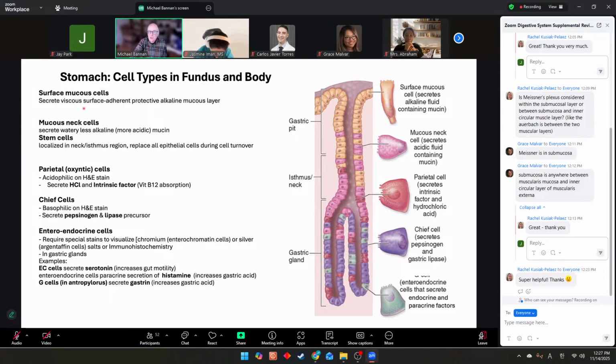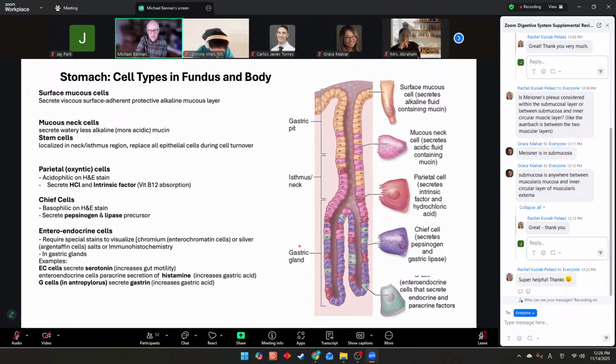These cells secrete mucus. There's a very viscous mucus that sticks to the surface, and it forms a protective alkaline mucus layer. So this is a layer that protects the surface of the stomach mucosa from the acid that the mucosa itself will produce. The next level down, the isthmus or neck, has mucus neck cells, which also secrete mucus, although it's a less thick mucus, and it's a little more acidic than the mucus that's produced on the surface. And of course, as we also said, the very important stem cells are also localized in this area, and they are capable of replacing any of the epithelial cell types in these gastric glands.